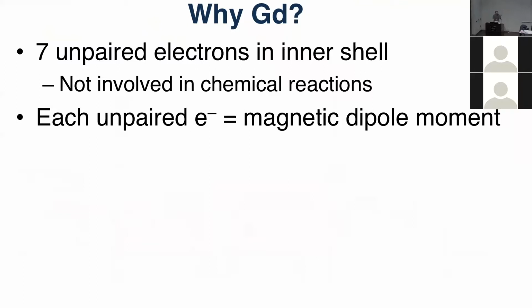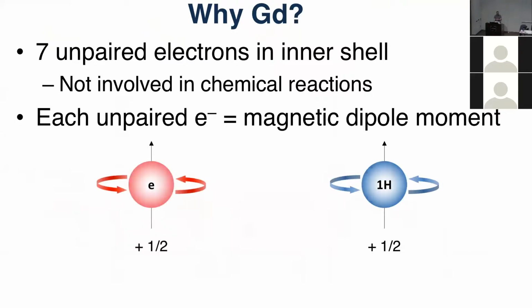So at the first lecture, I mentioned that protons have a quantum mechanical property called spin. Turns out electrons also have a quantum mechanical property called spin. And because electrons have a quantum mechanical property called spin, they have a magnetic dipole moment. So here is the magnetic dipole moment of hydrogen. Here is the magnetic dipole moment of an electron.